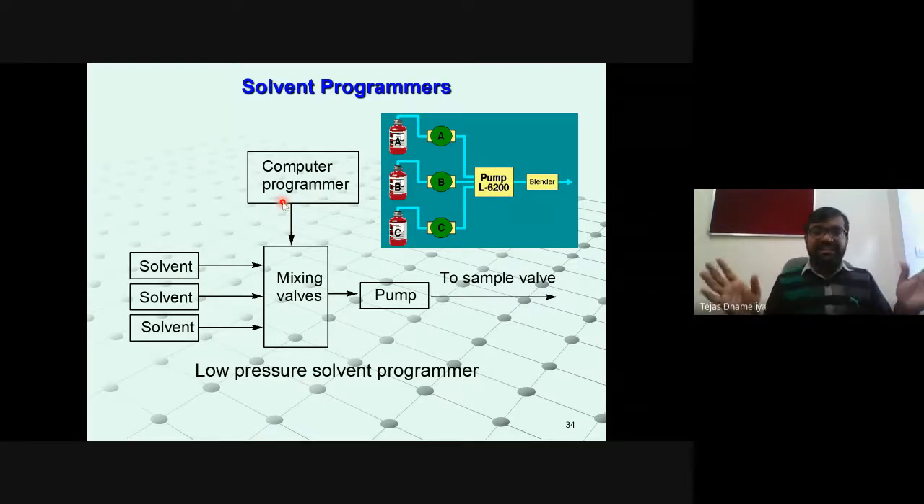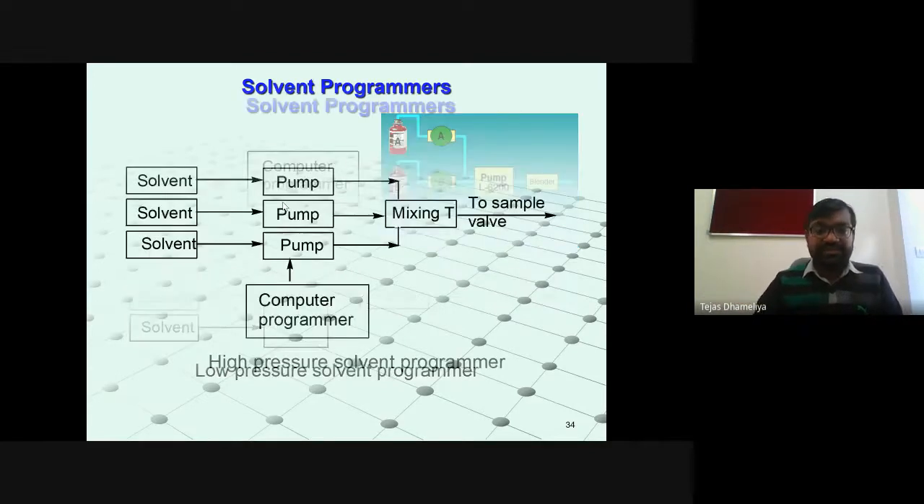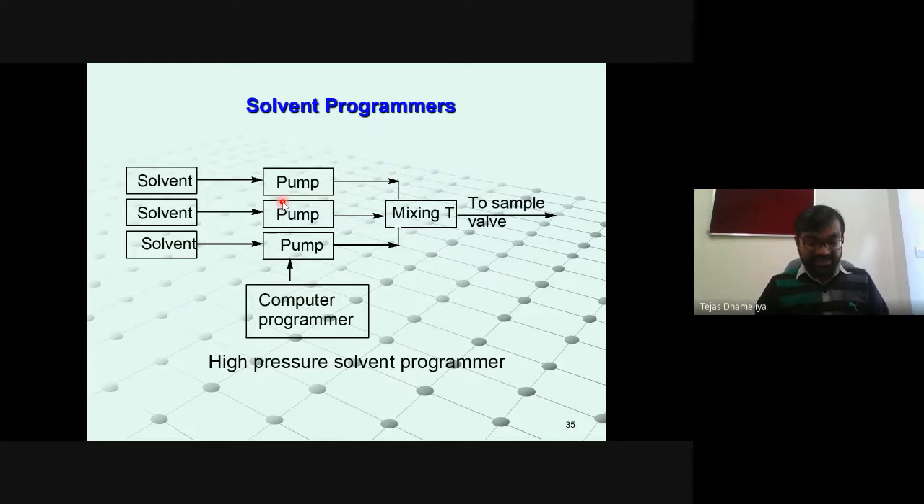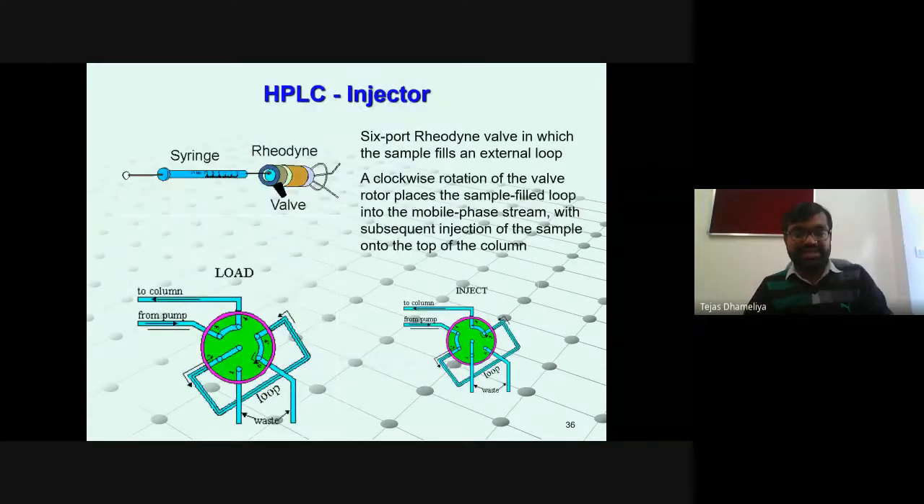I'm not teaching anything new. You have already learned this in B.Pharm, but I'm revising it again because HPLC is an important part of modern analytical techniques. First of all, the solvent will come to the pumps, which are handled with the help of computer programmers, and then the mixing T valve is there, and the solvent will move towards the center. So that way, the high-pressure programmed solvent is there.